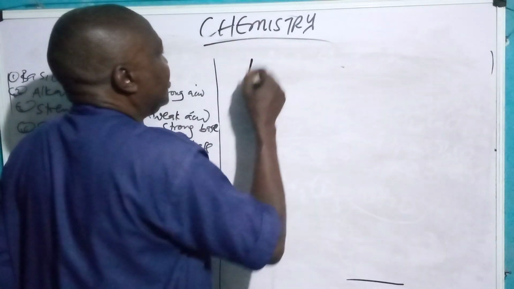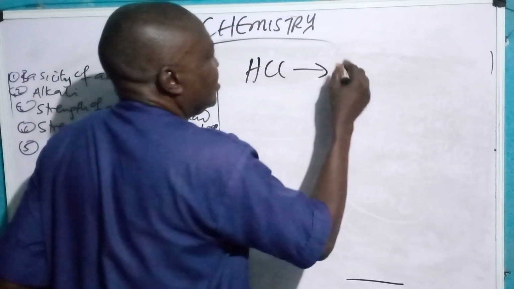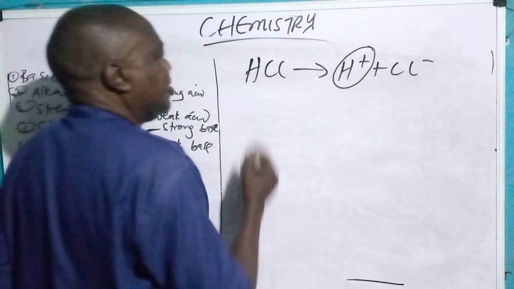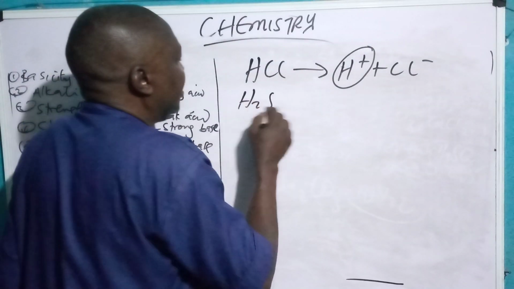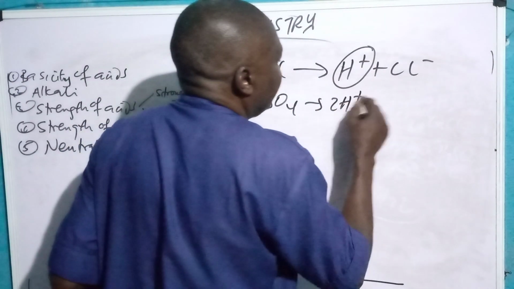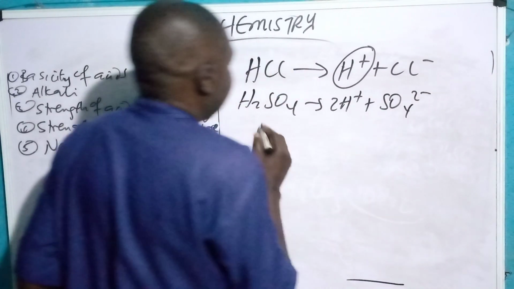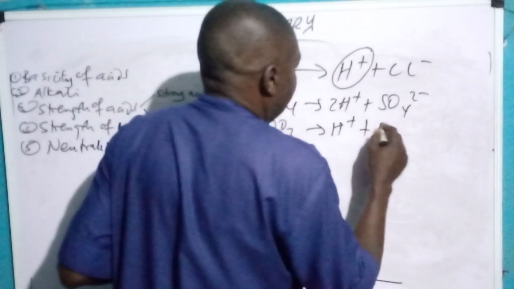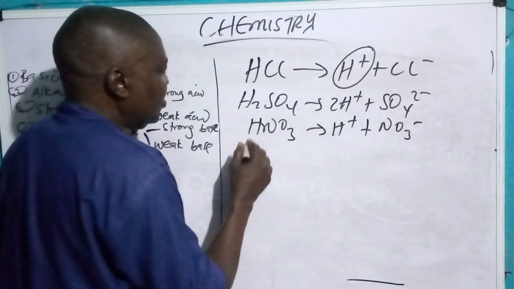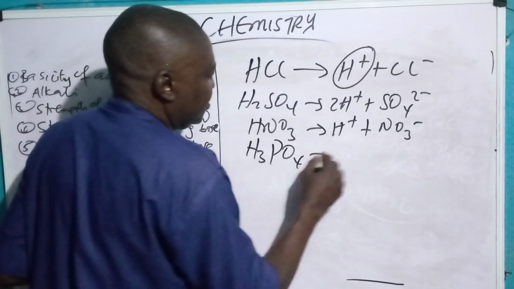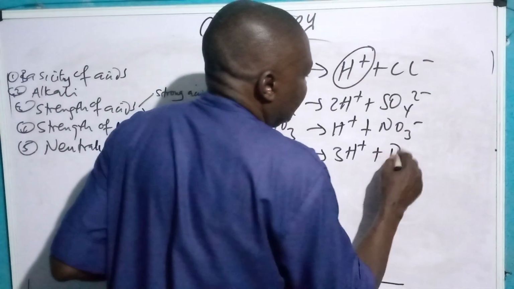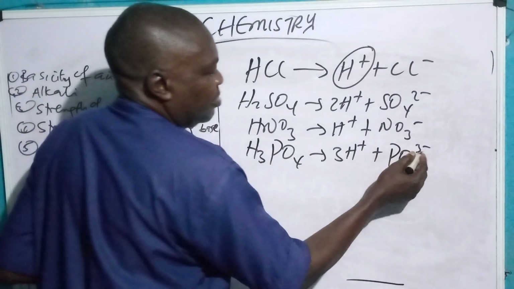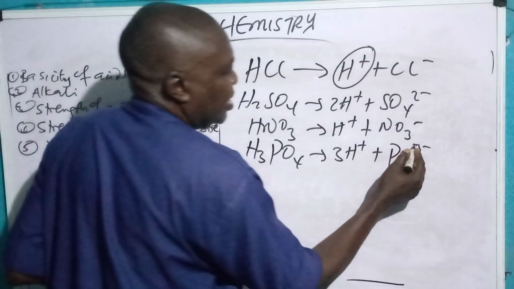Let's assume we have HCl. If it ionizes, it gives H+ and Cl-. This is the number of replaceable hydrogen ions, which is 1. We have H2SO4, 2H+ and SO4 2-. HNO3, H+ and NO3-. H3PO4, 3H+ and PO4 3-. Remember, the amount of hydrogen released talks about the oxidation number of the other radical.